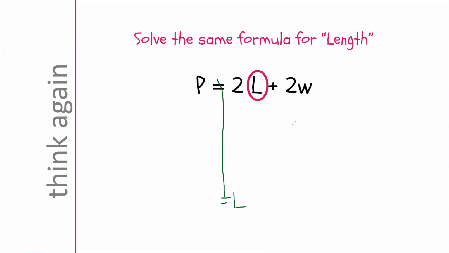I want to take care of my addition and subtraction first. So I'm asking myself what's being added or subtracted to this L variable, and it's my 2W. So that is a positive 2W, or a plus 2W. So I'm going to be subtracting 2W from both sides of my equation. That goes away and leaves me with a 2L. And then I can't do anything, so I'm just going to rewrite it.